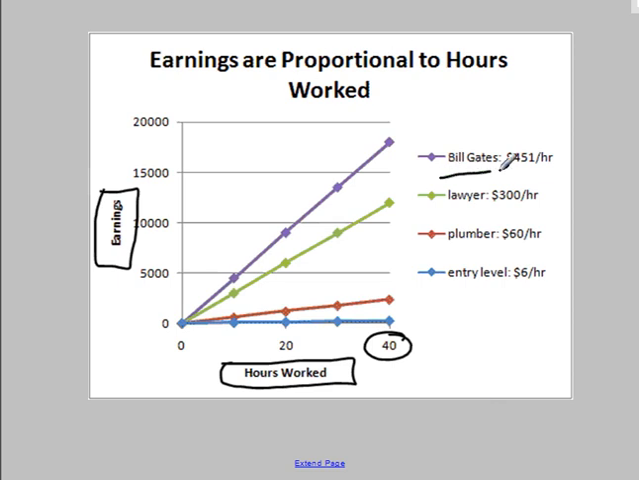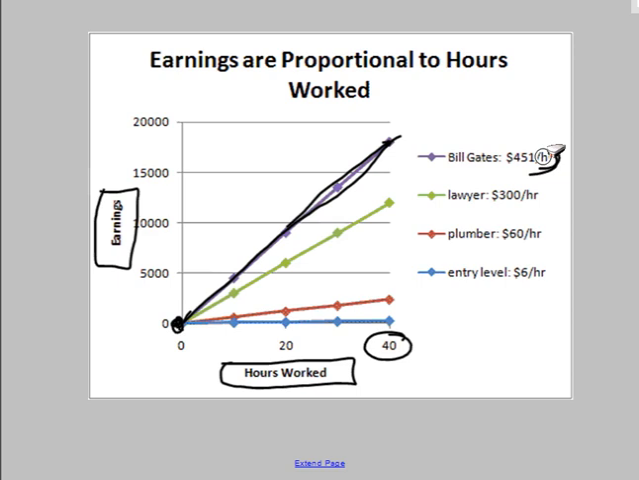Let's start out looking at Bill Gates. Bill Gates has this straight line with actually a fairly steep slope, and he makes $451 each hour. Is this line a proportional relationship? Yes, it is. It's a straight line, and it goes through the origin. $451 an hour. That's crazy, isn't it?